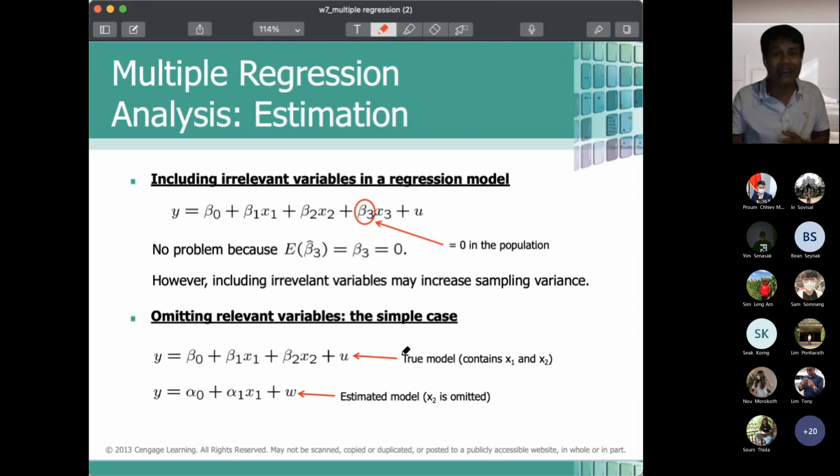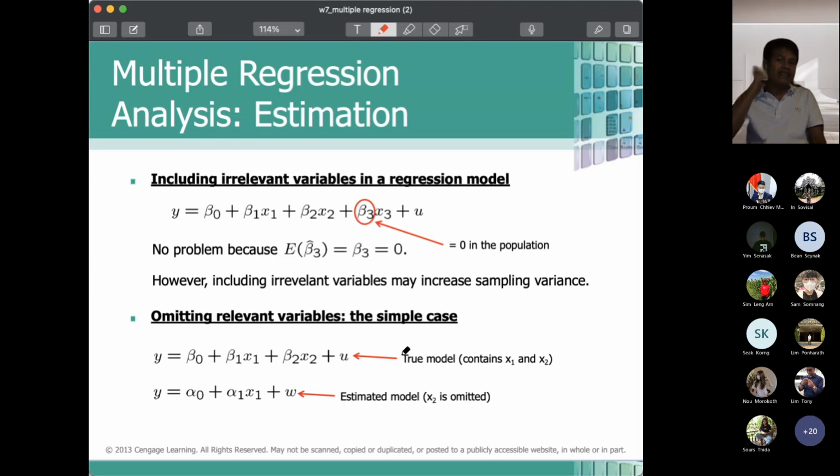We may include an irrelevant variable in a regression model. What happens if we include an irrelevant variable in the model? When we say an irrelevant independent variable, it means that it should not be in the model. But at some point, because you are afraid that if you do not include it, you may violate zero conditional mean, you want to include as many independent variables as you can. So unintentionally, you include the irrelevant variable.